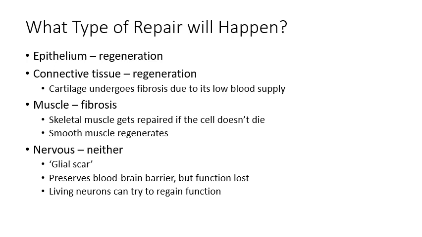For smooth muscle, that tissue actually does regenerate. Those cells can divide and regenerate. Then for nervous tissue, neither. Instead of fibrosis or regeneration, you would have a glial scar formed, which is basically where glial cells are going to surround the damaged area and make a barrier. They're going to start laying down protein fibers to make a barrier.